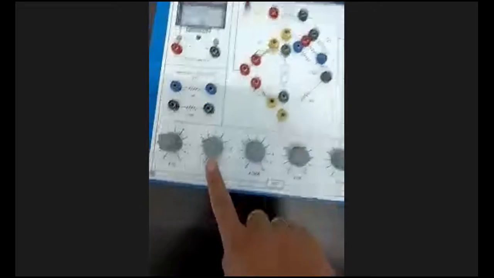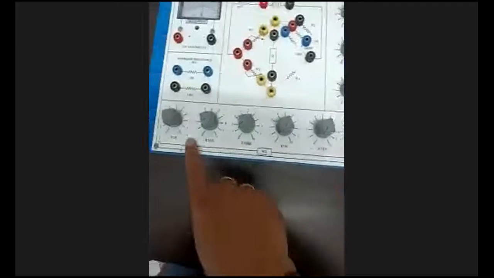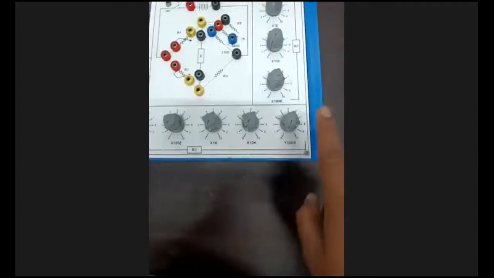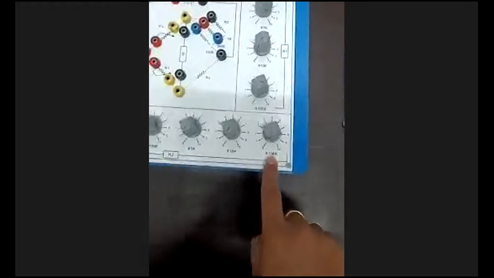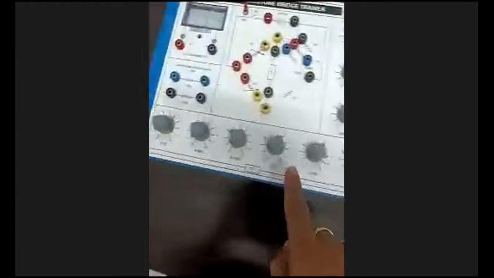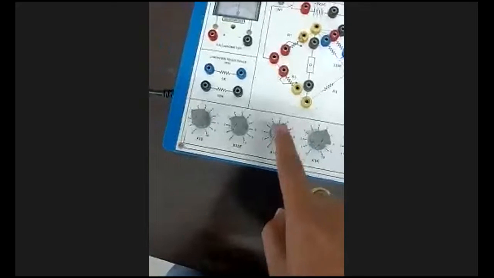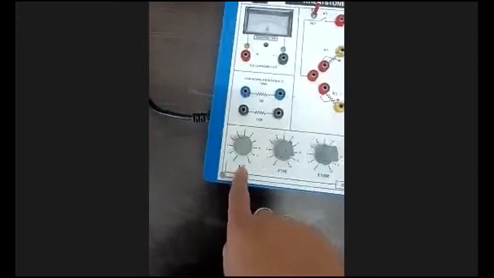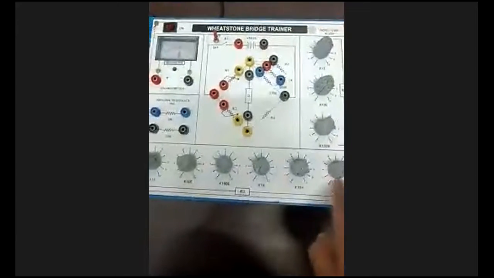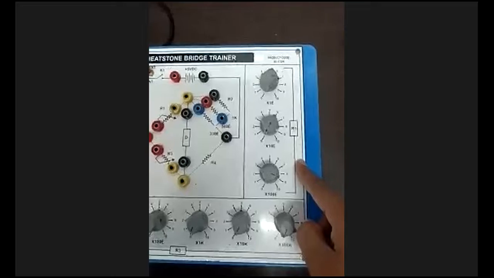Next, the variable R3 they have shown. We are varying R3 by using this decade box. Here 10 into 100K is 1000 kilo ohm, plus 10 kilo ohm, plus 1 kilo ohm. Sorry, 10 into 10 is 100 kilo ohm, 10 kilo ohm. This is 1 kilo ohm. This is 100 ohm, 10 ohm, plus 10 ohm. This is all addition. It will give the total resistance of R3.